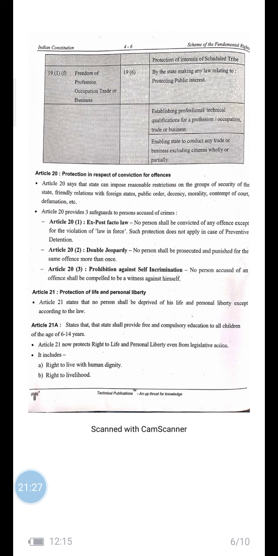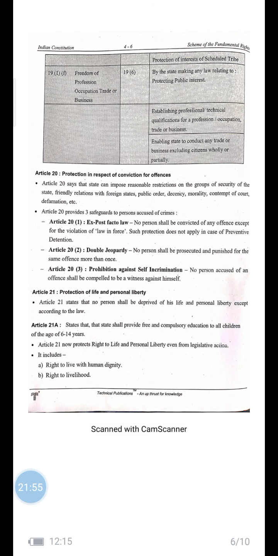You must know that RTE, right to education, is considered under Article 21A. Any child whose age is 6 years, from 6 years to 14 years, meaning from KG to 8th standard, is given free education. And this law was considered in 2001.